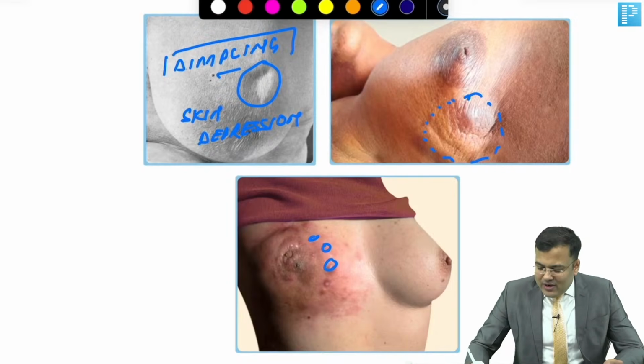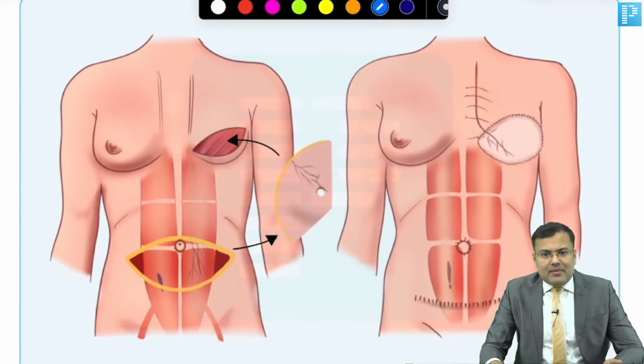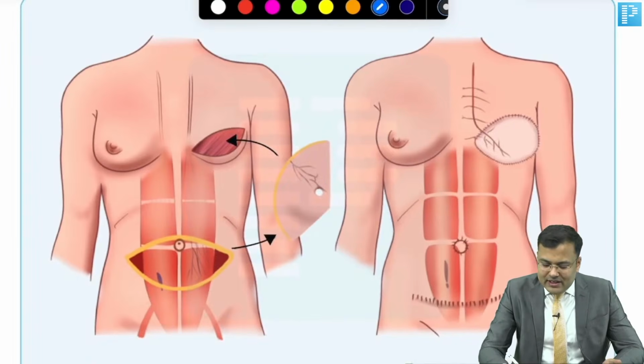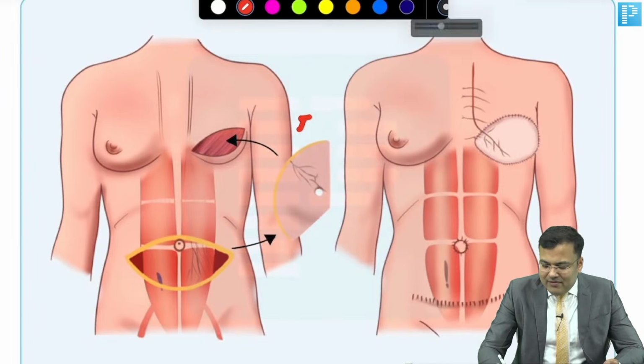Clear? Now guys, see the next question. First tell me what is the name of this flap. Can you see this here? You can see the flap. Can you tell me this flap is based on which artery? You know guys, what is the name of this flap? You know this is TRAM flap. What's the name? This is TRAM flap. Can you tell me the full form?